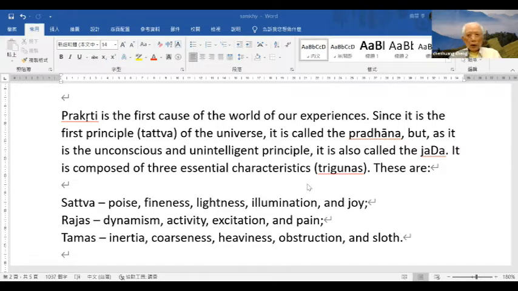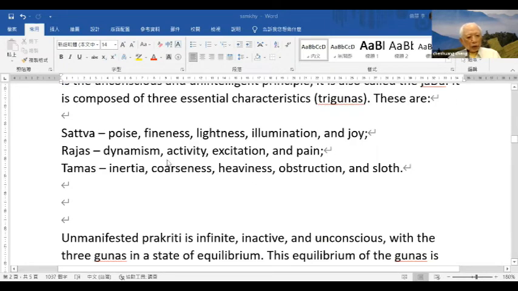Therefore, tiratana is the Pali word. In Sanskrit, we call it triratna. Ratna means the jewel. So we have the three jewels, tiratana or triratna. And the gunas means attributes or qualities or essential characteristics.